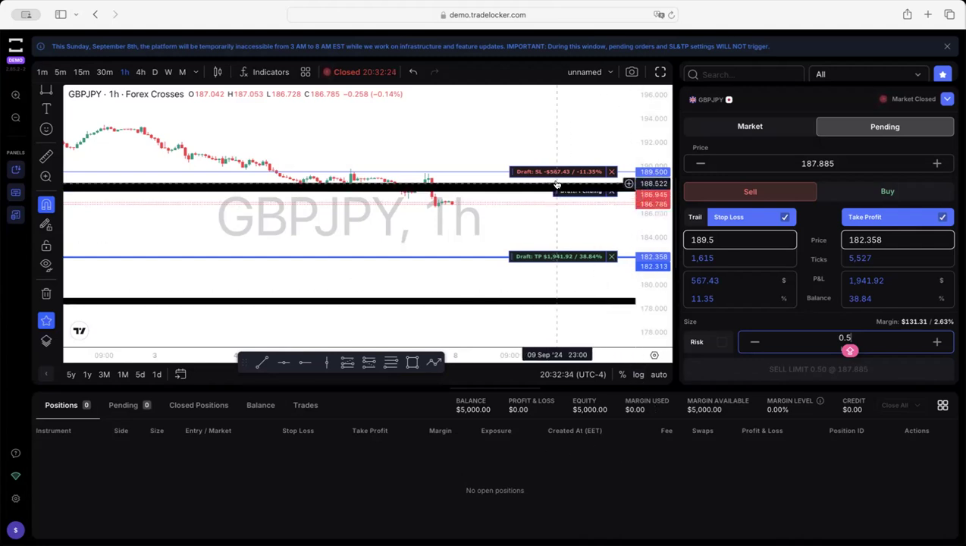So with that being said, this is how you're going to set your stop loss or set your lot size. Please don't guess, don't gamble. Set the amount that you're willing to lose. And that's all I have with regards to setting your stop loss and your take profit. Okay.